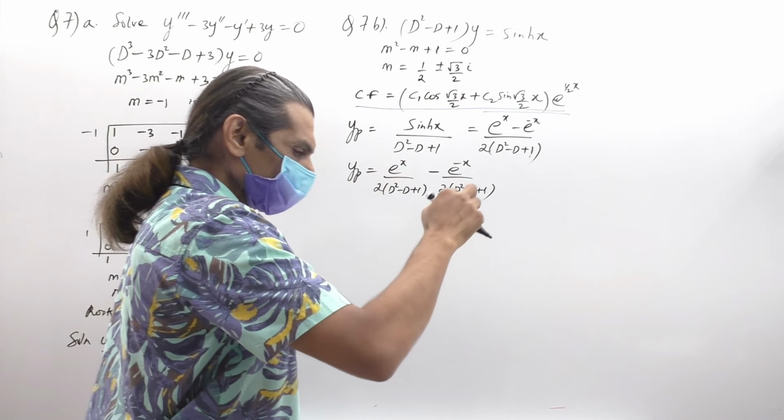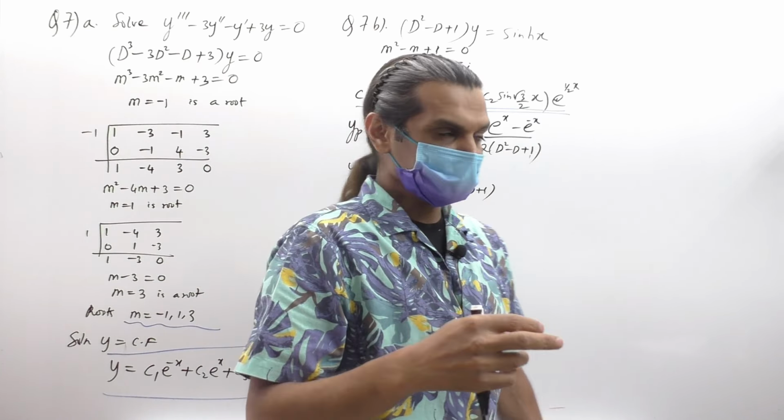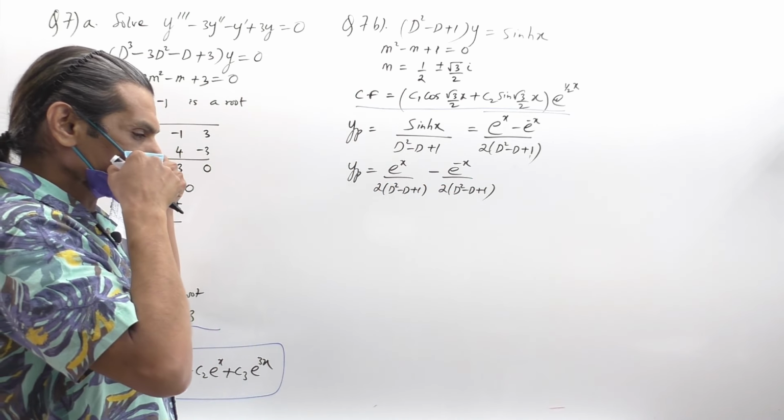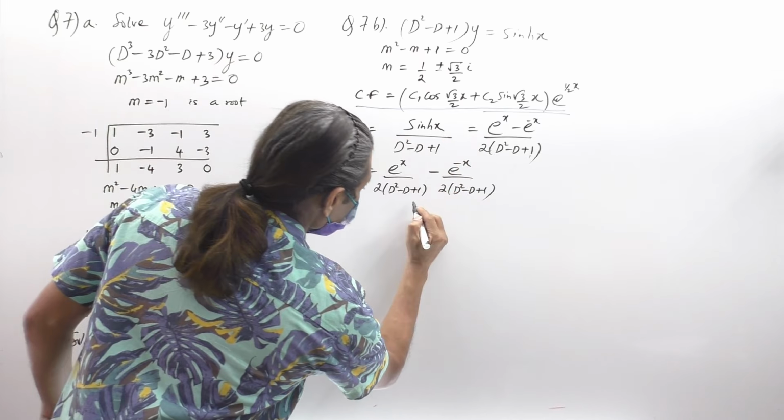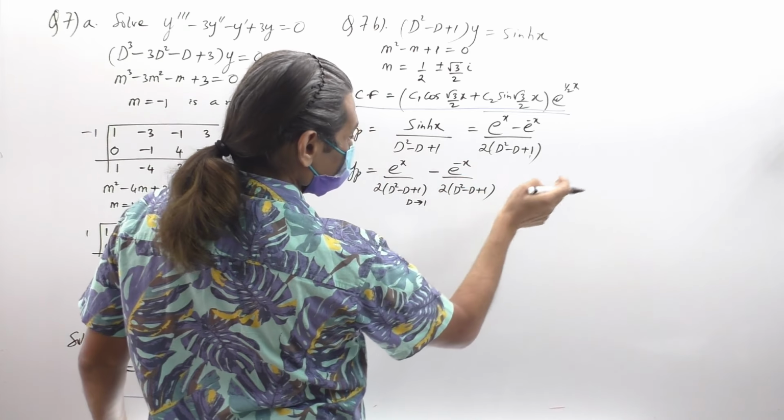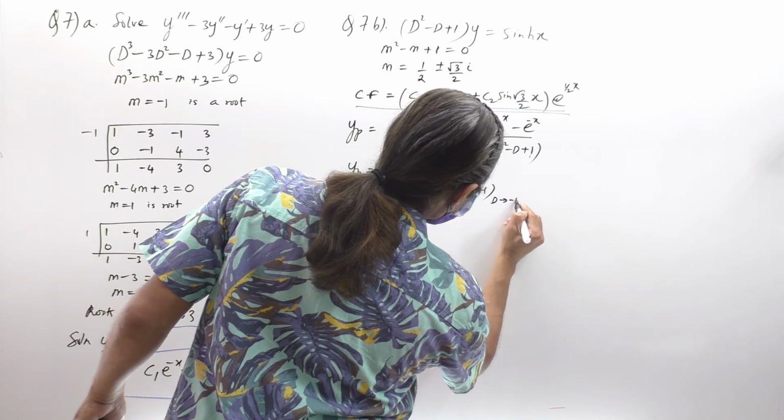Here, what is type number 1? E raised to ax upon f of D. Here what is the solution? Replace all the denominator D by a. Here, for e raised to 1x, replace D by 1. Here, for e raised to minus 1x, replace all D by minus 1.